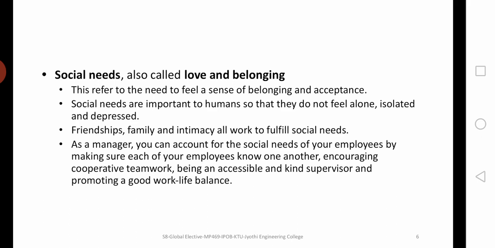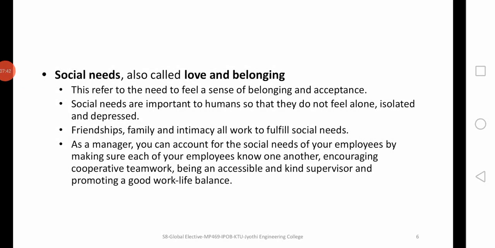All employees and higher authorities should have a good relation between each other. They should have an intimacy among themselves, otherwise the organization will not be growing. So, if you are a manager, you can account for the social needs of your employees by making sure each of your employees know one another, encouraging cooperative teamwork, being an accessible and kind supervisor, and promoting a good work-life balance.